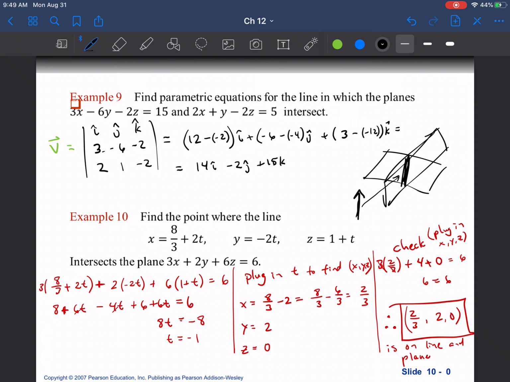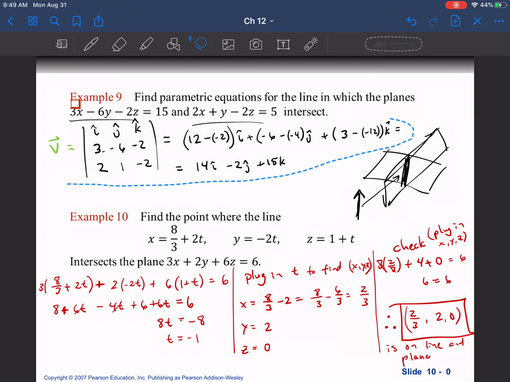So the trick here is we essentially have 3 unknowns, right? And so what we're going to want to do with our 3 unknowns, and we only have 2 equations here, right, is we're going to have to just set one of the variables.